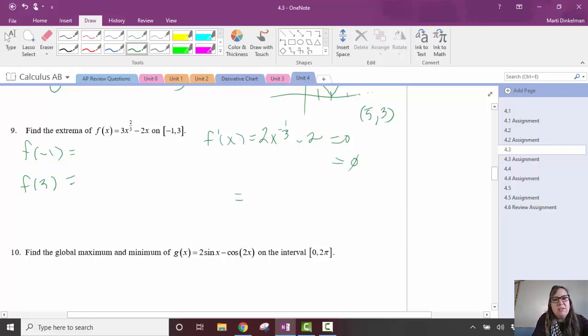So I think it does help us to simplify this a little bit. That's the cube root of x.